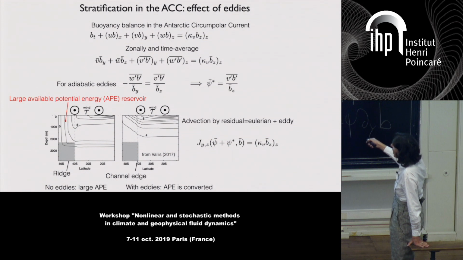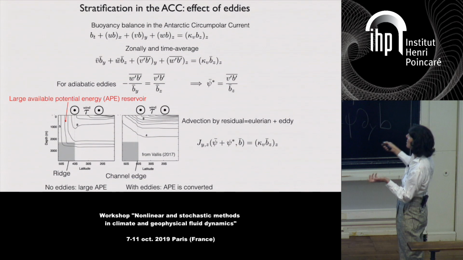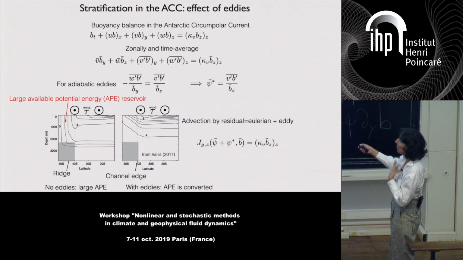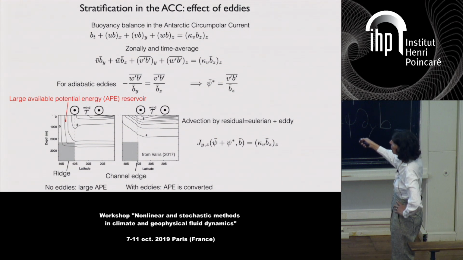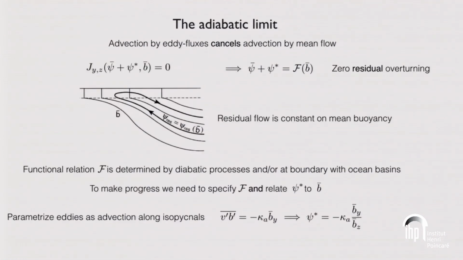If you allow eddies, they restratify this. They take away some of this energy and use it for their own kinetic energy and restratify, and that's the density distribution that you get, which again has really steep slopes because the eddies are not so efficient at restratifying here. So the sign of the circulation is still dominated by the mean circulation.